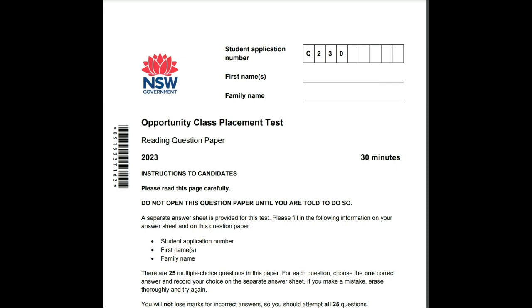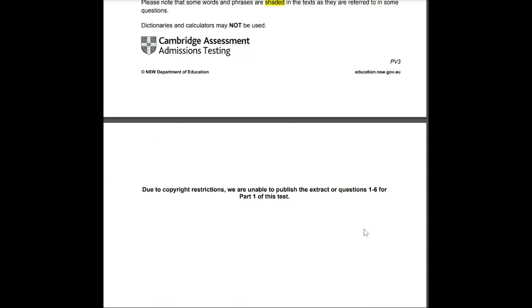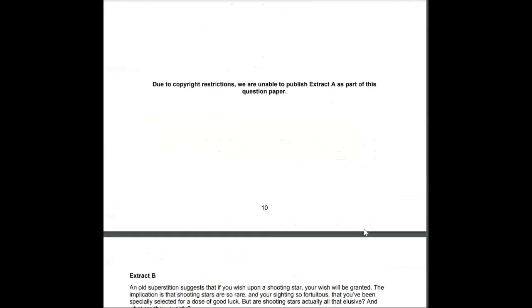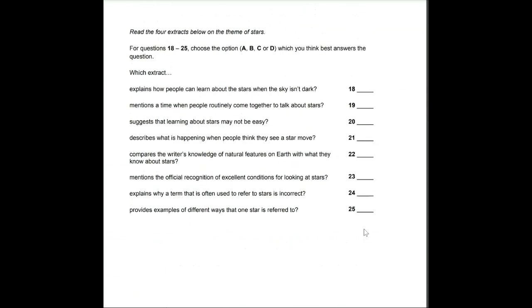Scrolling down to question 18. Students were asked to read the 4 extracts below on the theme of stars. For questions 18 to 25, they were given a couple of different statements and were told to match the statement to the particular extract A, B, C or D based on which extract they think best answers the question.